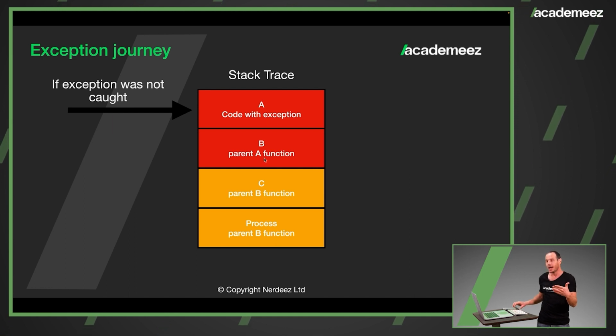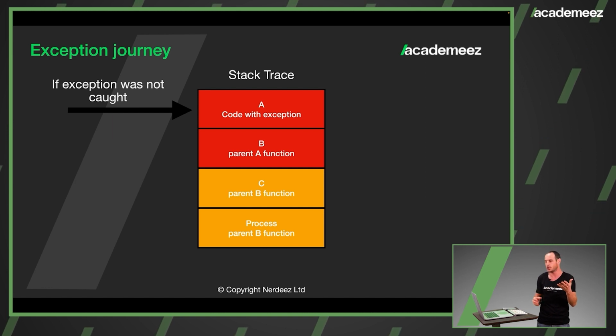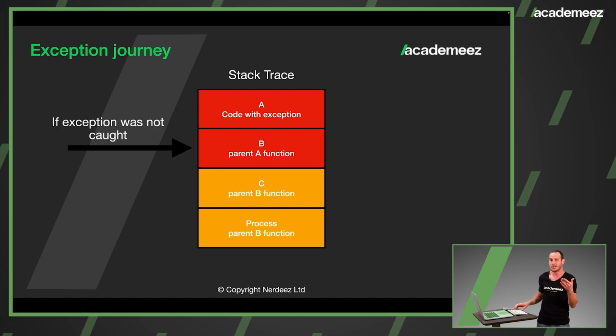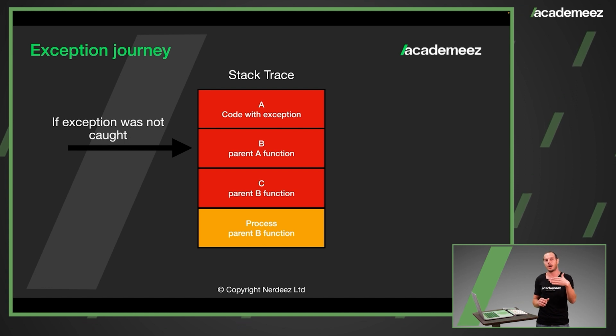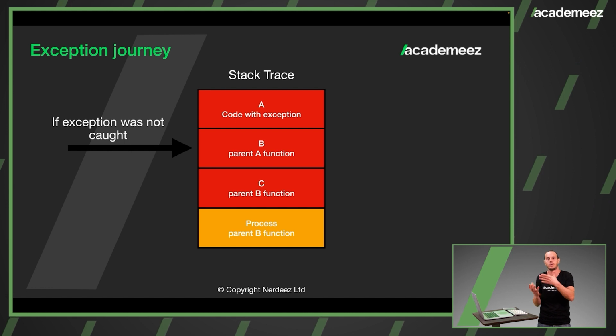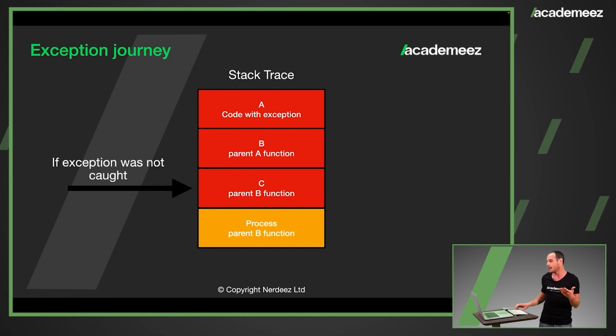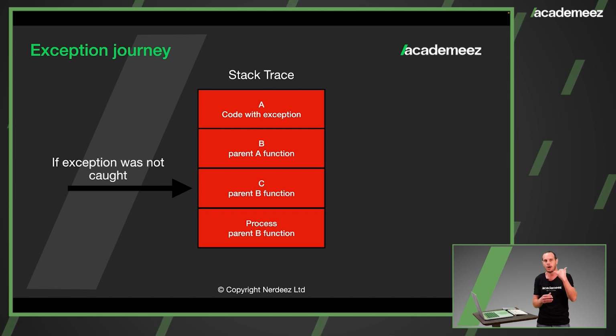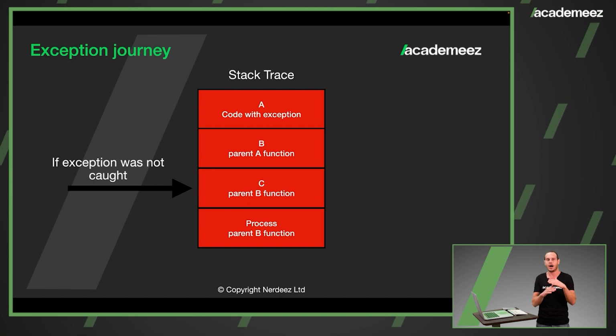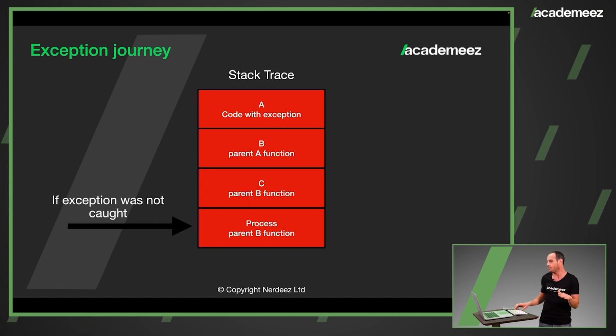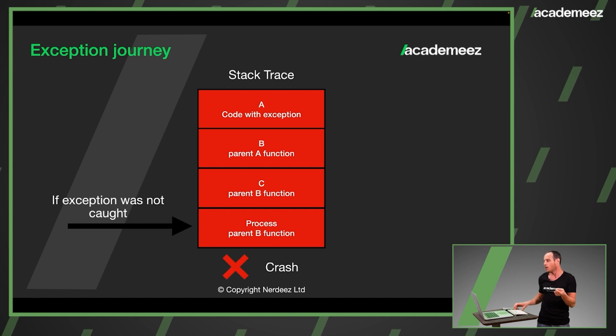And in here, maybe there is a try and catch or something to catch the error. But if your exception was not caught, then it moves to the parent that called code B. And in code C, maybe they have a try and catch, and maybe they tried to catch errors. But if they didn't, it goes downward and downward to whoever called the function, down to the root level. This is the process. And if you're not catching the exception there, your node process is crashing.